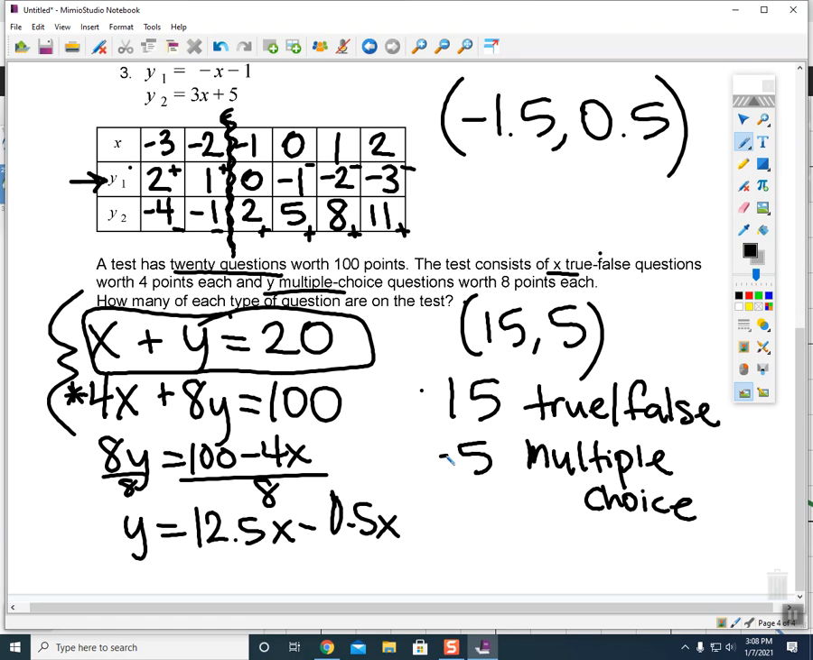Similarly, if I wanted to plug those into the second equation, 4x plus 8y equals 100, well, 4 times 15 is 60, 8 times 5 is 40, 60 plus 40 is 100, right? So that proves that this is our solution to this last problem.